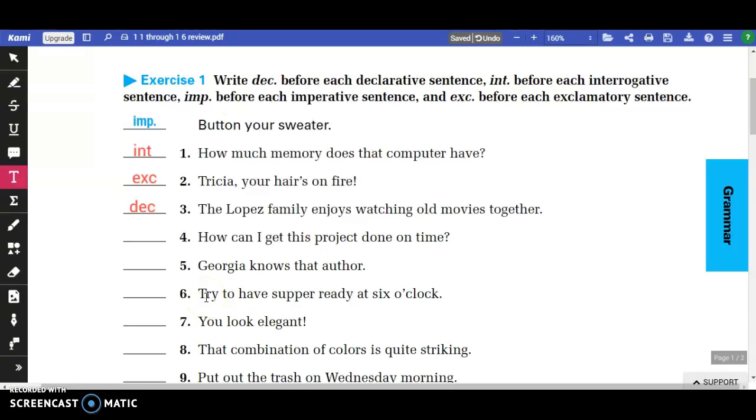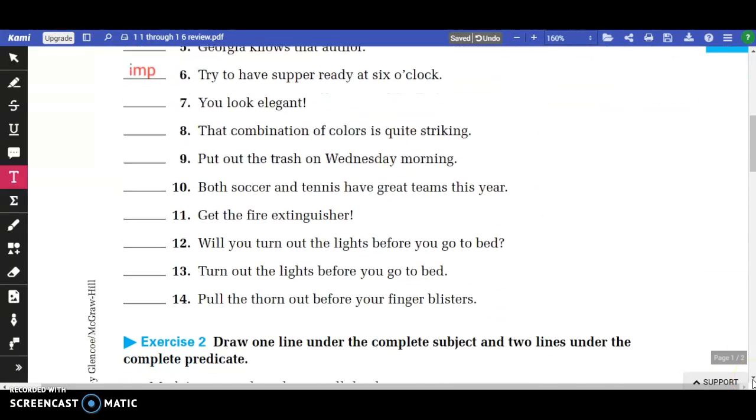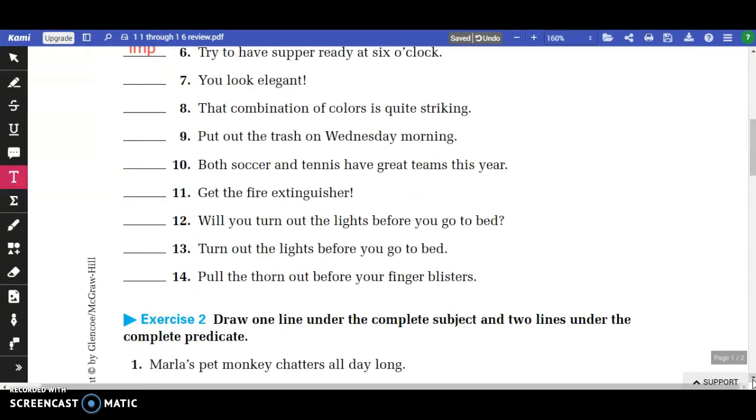Question 6. Try to have supper ready at 6 o'clock. Because the implied subject of this sentence is the reader, and it's telling or asking the reader to do something, it is an imperative sentence. You're going to finish 4 and 5 and 6 through 14 on your own.